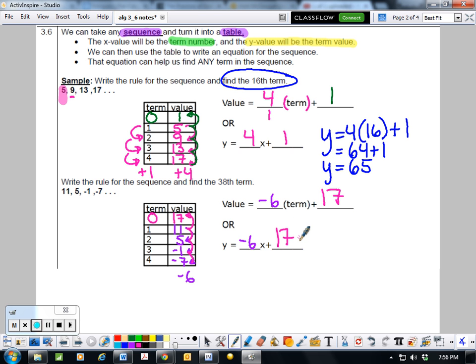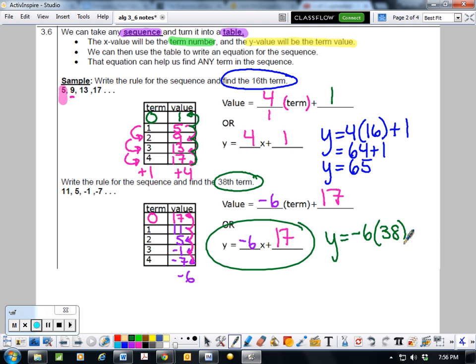And now I'm going to use this equation to find my 38th term. So I'm going to plug in 38 for x. So this is y equals negative 6 times 38 plus 17.